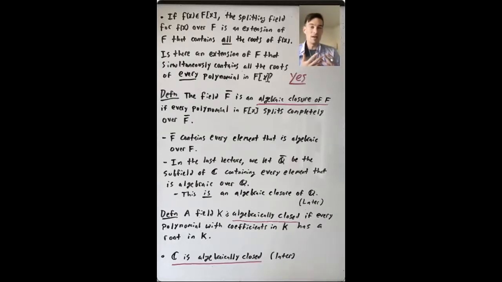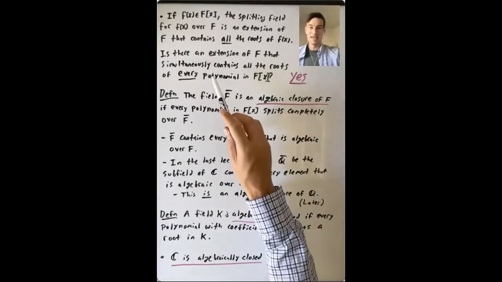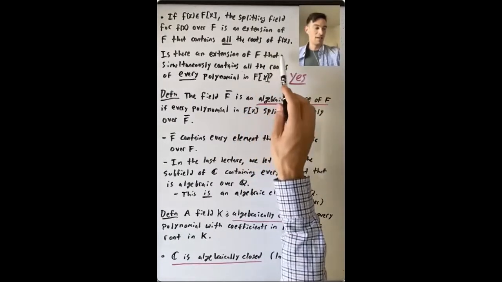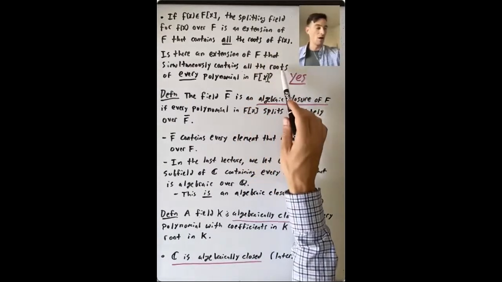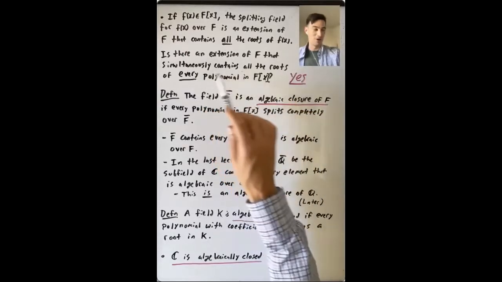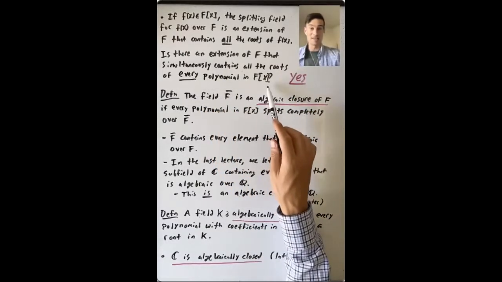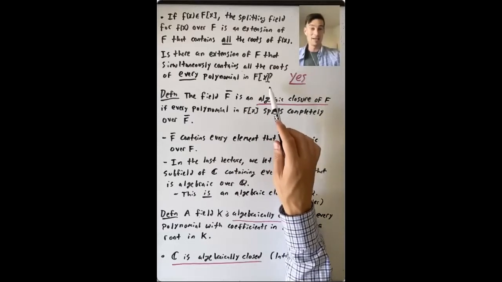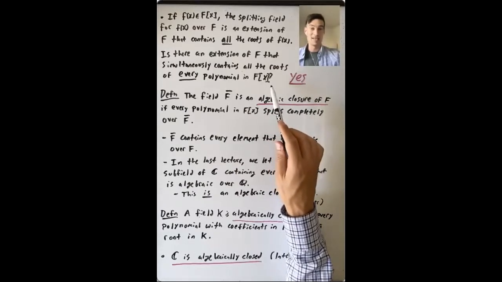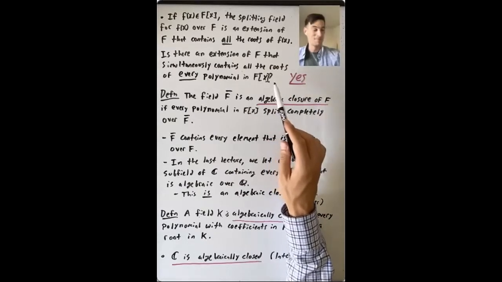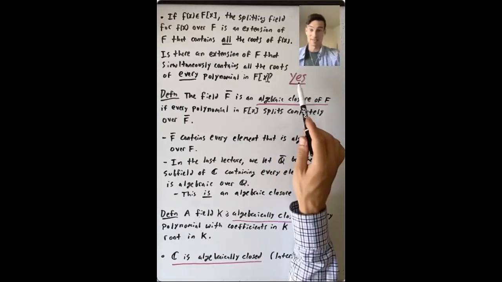But what if you want a splitting field for every polynomial in F[x] at the same time? That is, is there an extension of F that simultaneously contains all the roots of every polynomial in F[x]? Every polynomial in F[x], we want to factor completely into a product of linear factors in this big extension. And the answer is yes.